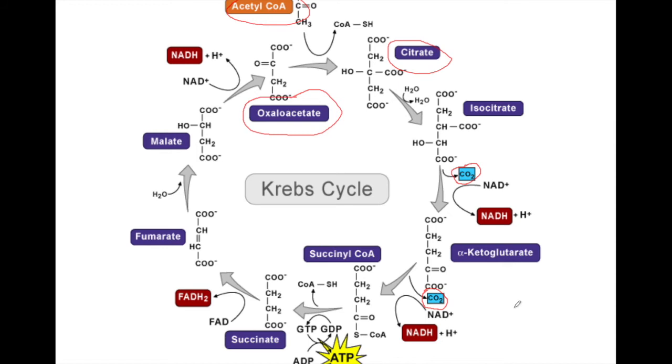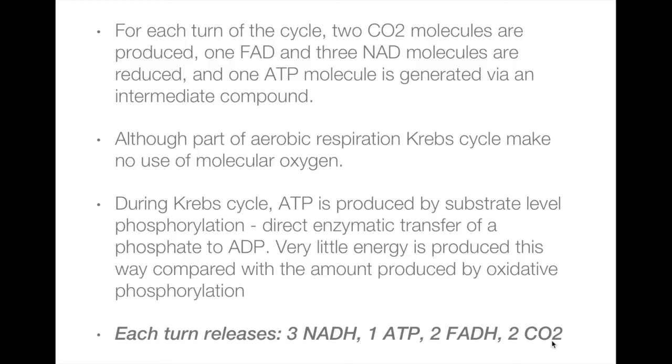And hydrogens which are accepted by the carriers NAD and FAD. So I got 2 reduced NAD molecules. I take one more, 2 reduced NADH and 2 reduced FAD molecules. I'm sorry, no, 3 reduced NAD molecules and 1 reduced FAD. So for each turn of the cycle, 2 carbon dioxide molecules are produced, 1 FAD and 3 NAD molecules.